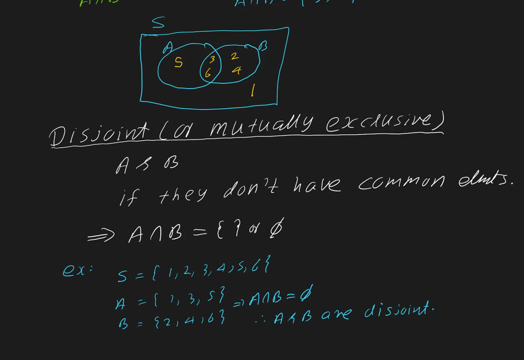How do we use a Venn diagram for this? So this is S. Actually, disjoint sets look like this. We have no common element, so no common area. A is 1, 3, 5, B is 2, 4, 6. So actually there are no elements outside. Therefore, this is the Venn diagram for this example.